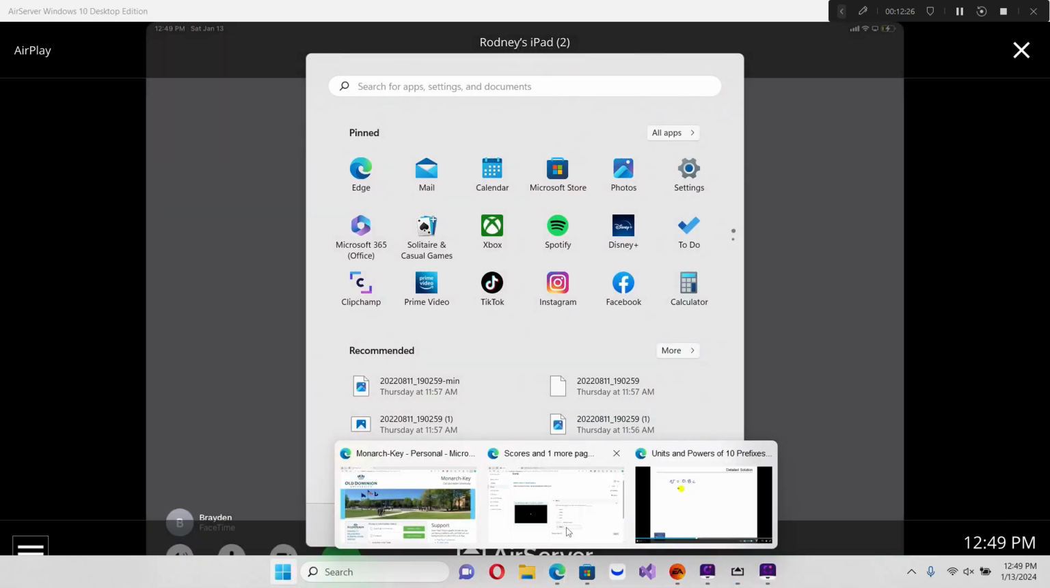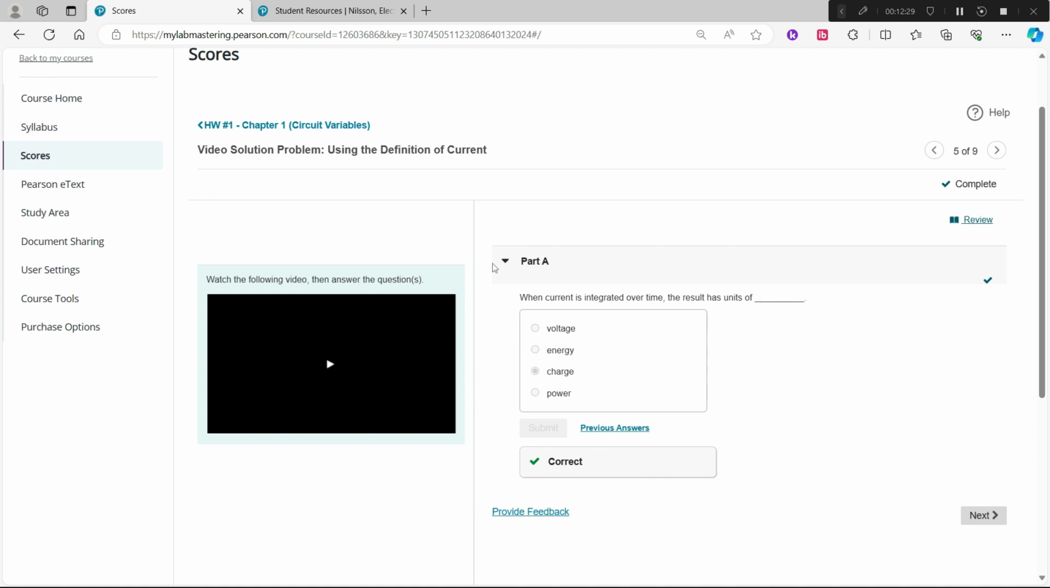Which means when current is integrated, you get charge, which is q.